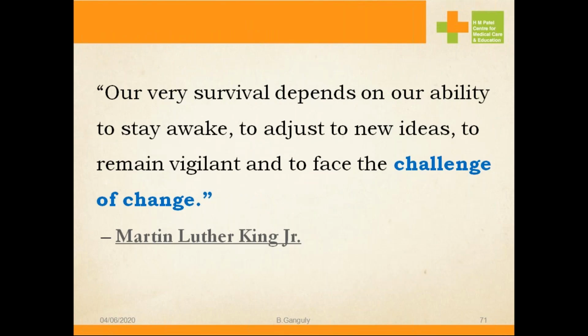Our next issue, I start with the quote of Martin Luther King: our very survival depends on our ability to stay awake, to adjust to new ideas. That is our new curriculum of CBME. To remain vigilant, that's how we are. That's why we are here together to discuss, to know, and then to face the challenge of the change.